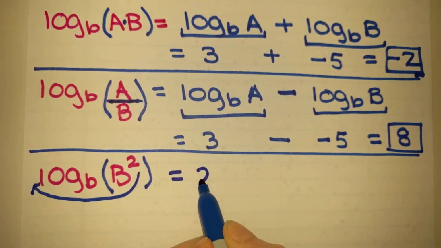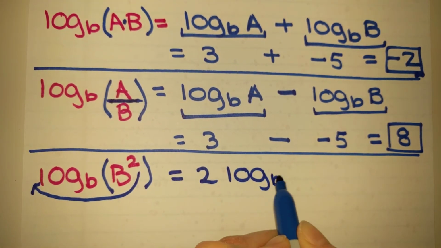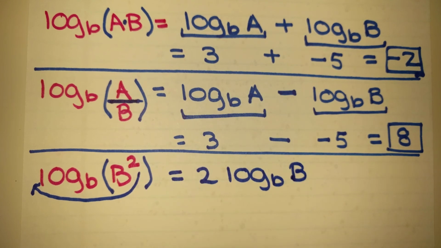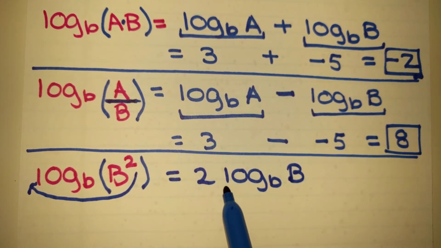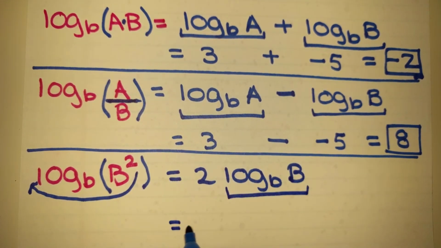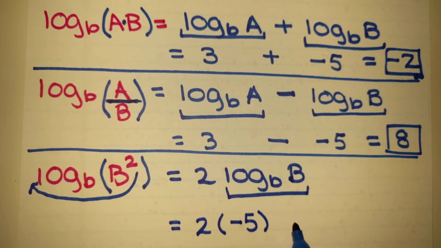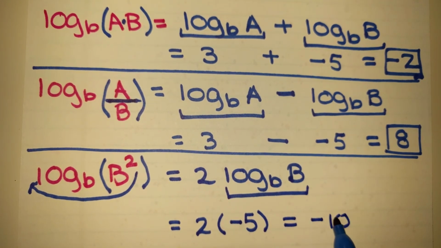So we have 2 and then log base b of capital B. And then just like what we did up here, we'll plug in what the known quantity is. So our log base b of capital B is -5. So that will give us 2 times -5, and that gives us -10.